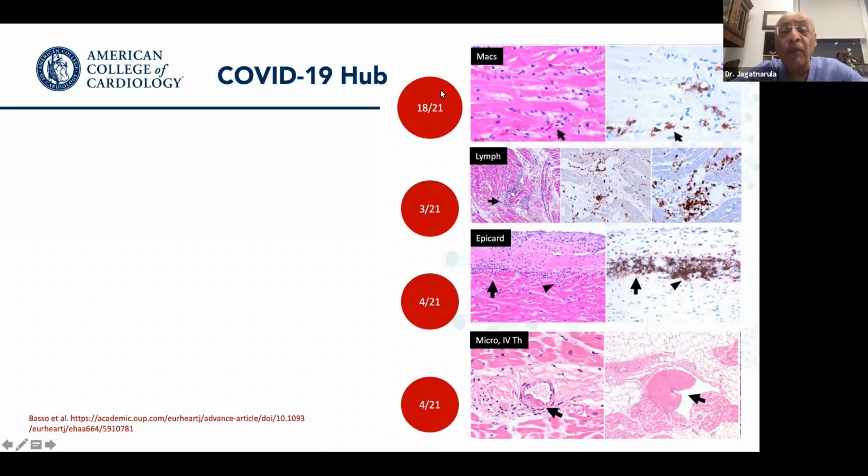However, the most common finding, in more than 80% of the cases, was the presence of interstitial macrophages, as you can see here, not necessarily associated with myocardial damage. And most likely, these were macrophages which had arrived there from the lungs.